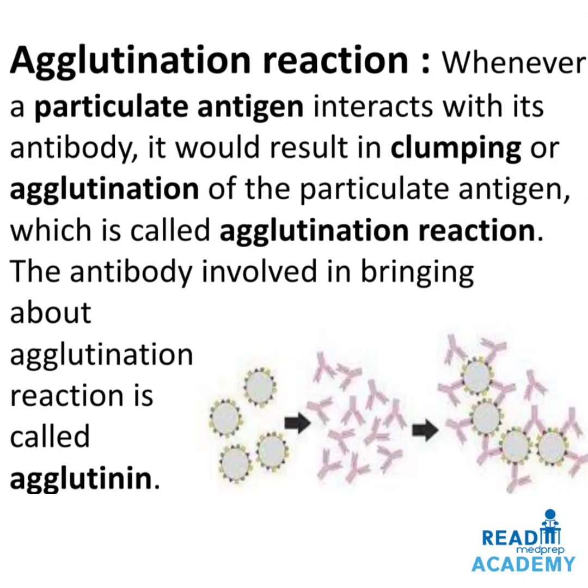Agglutination reaction. Whenever a particulate antigen interacts with its antibody, it would result in clumping or agglutination of the particulate antigen, which is called agglutination reaction. The antibody involved in bringing about agglutination reaction is called agglutinin. In this image you can see the antigen combining with the antibody forming the clumping of cells.